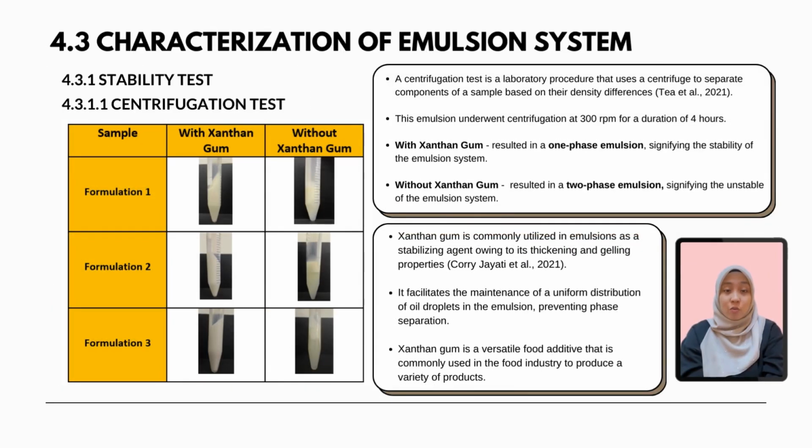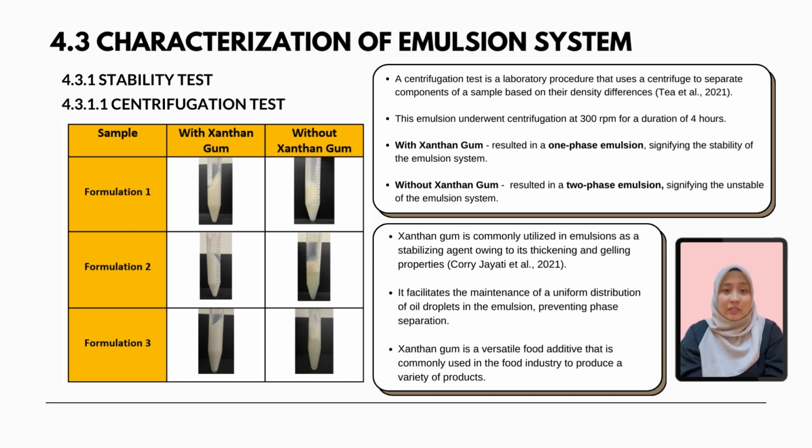Throughout the study, three formulations were characterized by various tests. Firstly, the centrifugation test is a laboratory procedure that uses a centrifuge to separate components of a sample based on their density differences. All formulations underwent centrifugation at 300 rpm for a duration of 4 hours. The formulation with xanthan gum remains unchanged in one phase after the test, which indicates that the emulsion is stable. Whereas the formulation without xanthan gum failed the centrifugation test as it appeared in two phases after the test, which indicates that the emulsion system is unstable.